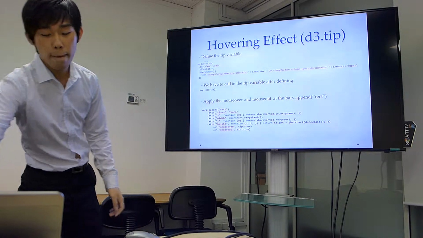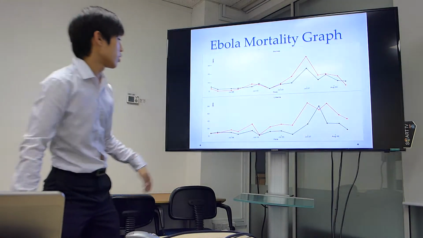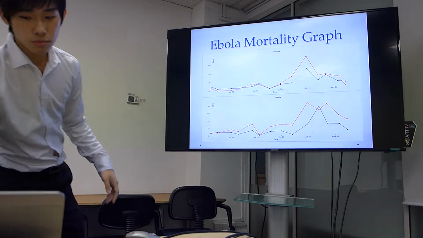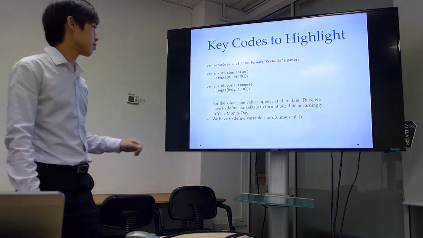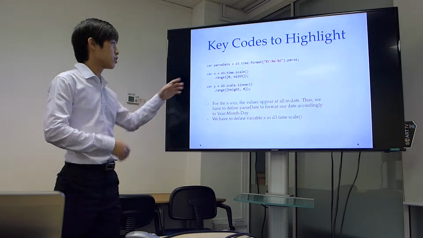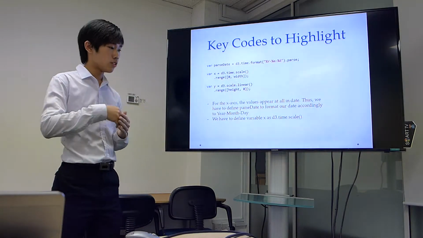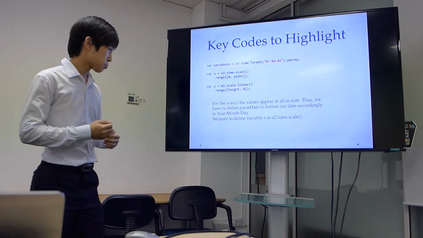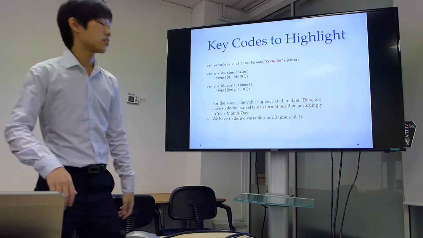And this is the mortality line graph. As you can see, all the x-axis values are in date format. So we have to define a variable to parse the date time format, and for the variable x we have to use a D3 time scale, because if you use D3 scale linear, it will display a few millions. The values are quite big. So we have to define the variable x as a D3 time scale.